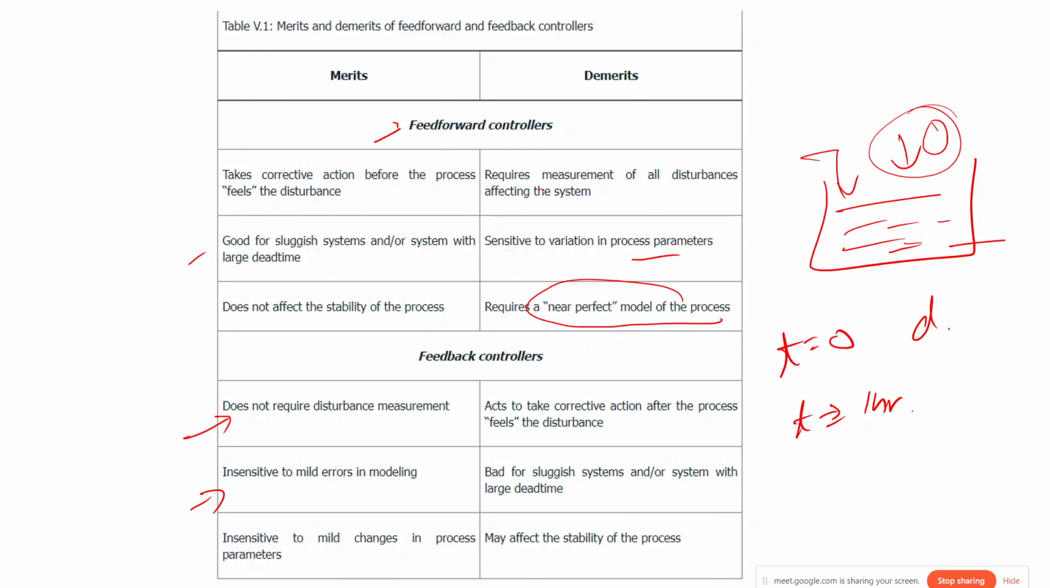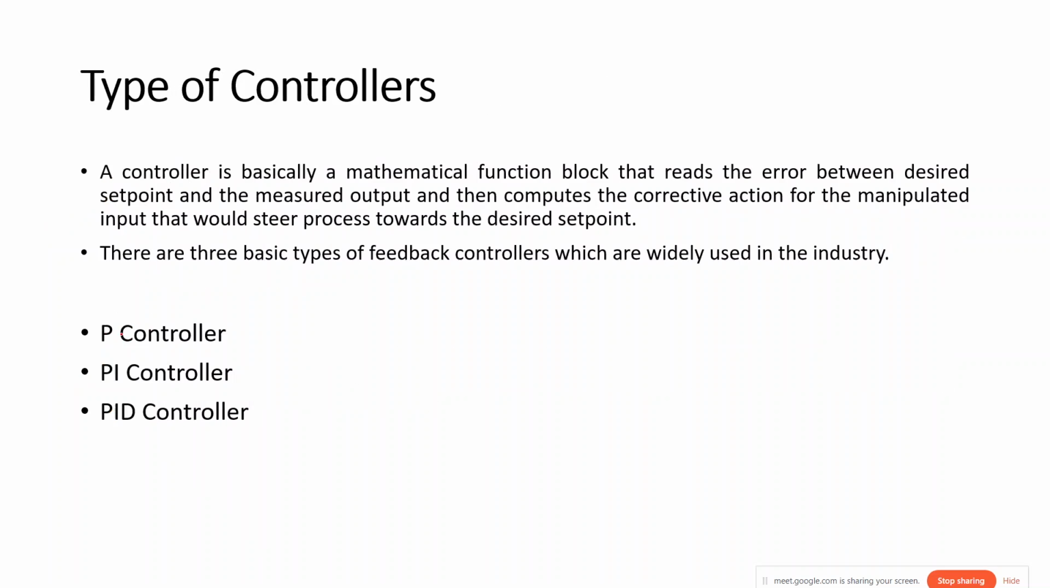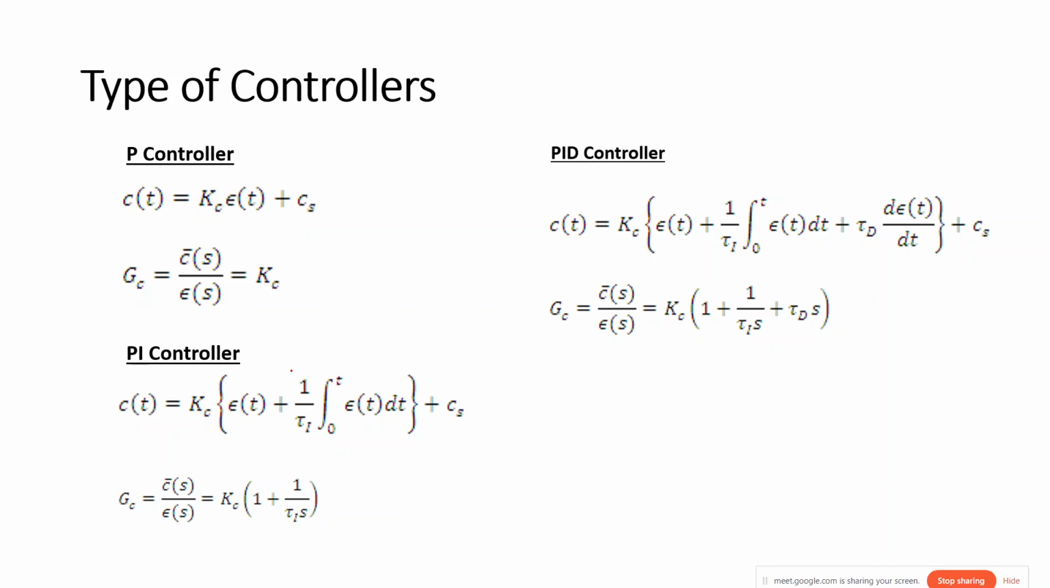So these are the advantages of feed forward and feedback controller. Usually in industry, in the majority of cases, a combination of both of these feed forward and feedback controllers is used. So if we look upon this regulatory and servo problem, in the next class, we can discuss these controller equations in detail and the response of each of these controllers.